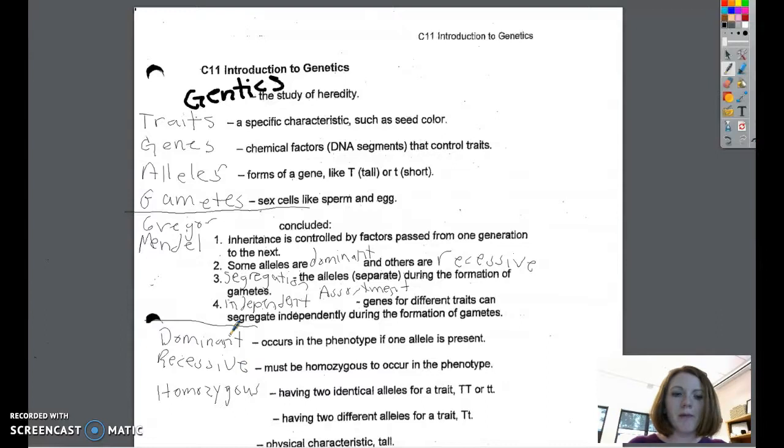Recessive must be homozygous to occur in the phenotype. So it must be two little t's in order to show it. If there's a big T with it, it's going to overpower. So if I'm doing the big T, little t, tall, if I have two big T's, that's a tall person. If I have a big T, little t, that's a tall person because the big T overpowers the little t. But if I have two little t's, two recessives, then that is going to give us a short person. And if I have two different ones, so the big T, little t, rather than homozygous, that is called heterozygous when it's different. So that is heterozygous.